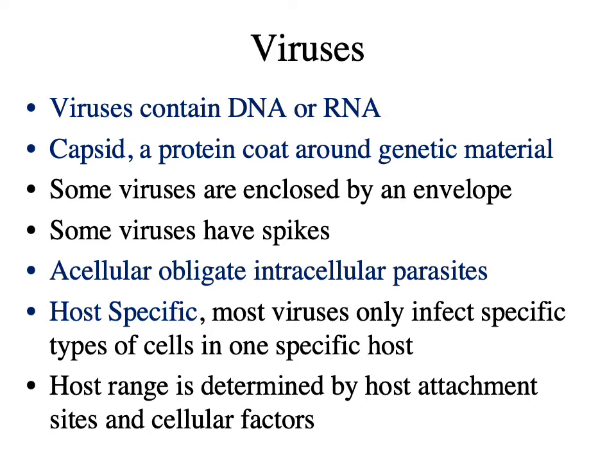They must have a host to replicate. And for the majority, they are host-specific, which means that the virus will choose a specific type of host and only infect that specific host. They are very particular about what they infect. The host range is determined by the host attachment sites and the cellular factors within that host. If the virus likes the attachment sites, if it likes what that host contains within it, then it selects it and it infects it.